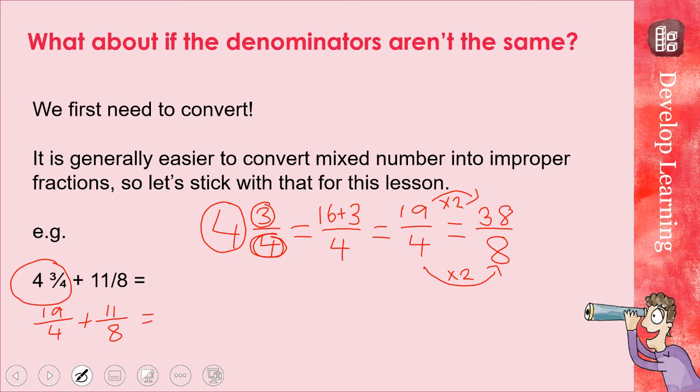So now I have the question 38 eighths add 11/8. Denominators are the same, so they stay the same. 38 add 11 is 49. My answer to this tricky problem is 49/8. As you can see, lots of maths involved in that type of question.